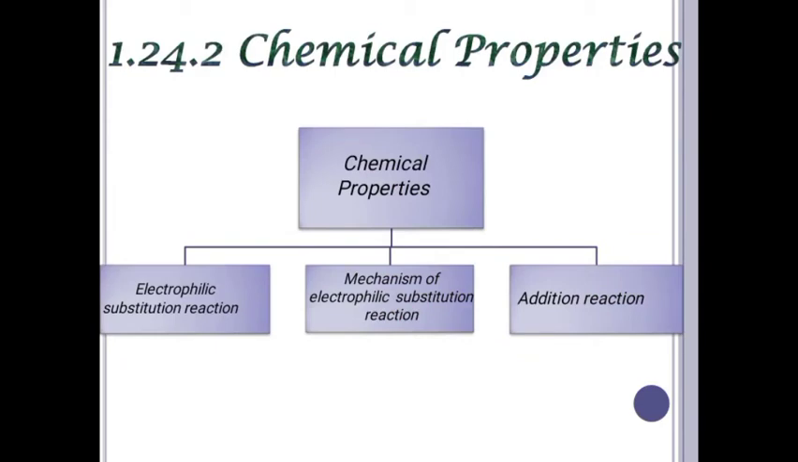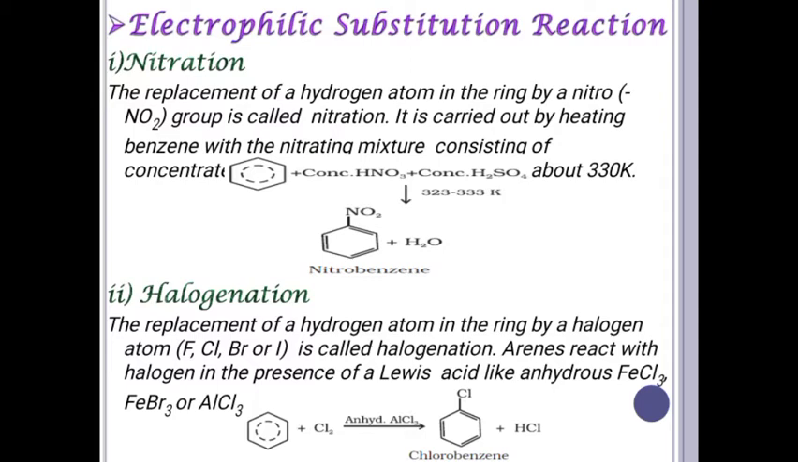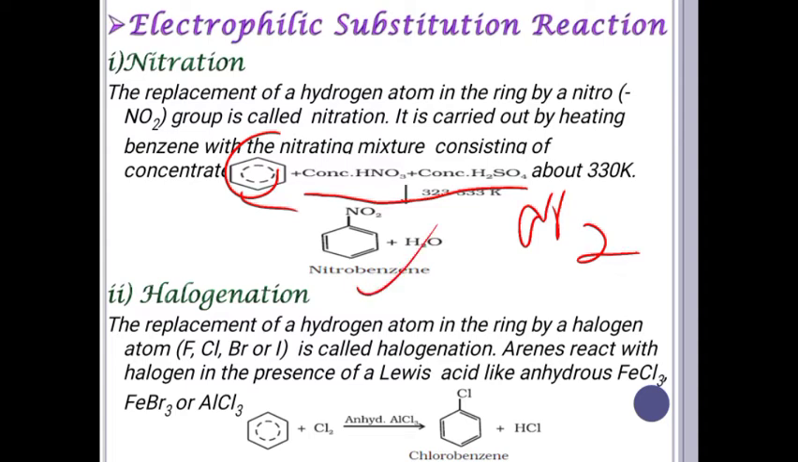We'll see the chemical properties. We know aromatic compounds will undergo electrophilic substitution reactions more, and we'll see the mechanism of electrophilic substitution and addition reactions. First one is nitration. That is, the replacement of hydrogen occurs in the ring and a nitro group, that is NO2 group, is added. This is known as nitration. So, benzene is heated with concentrated HNO3 and H2SO4 at about 330 Kelvin. We will get nitrobenzene.